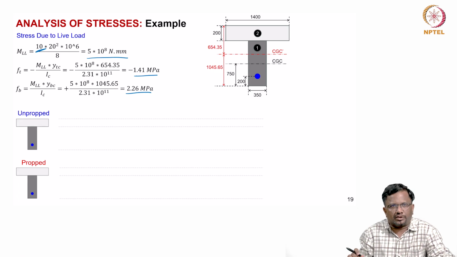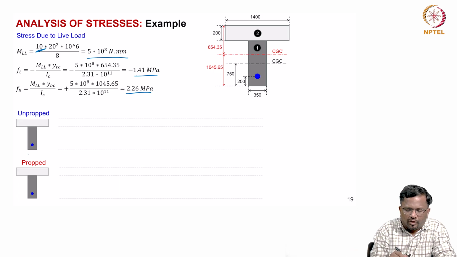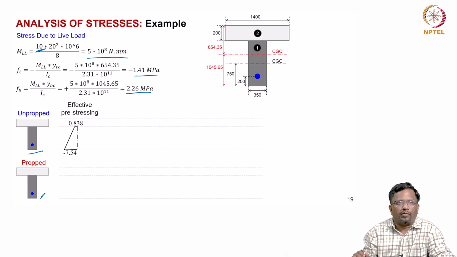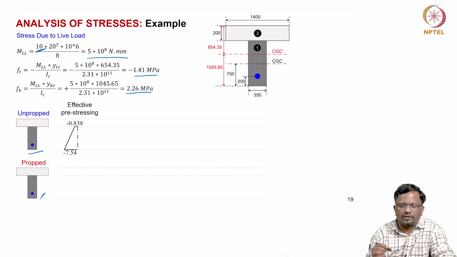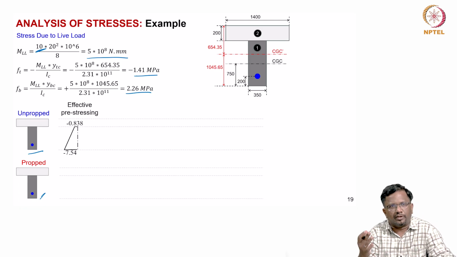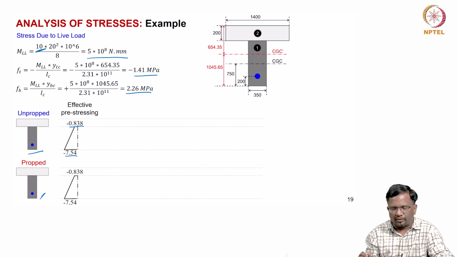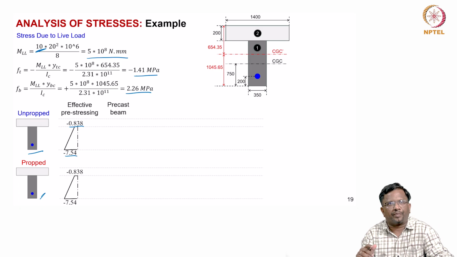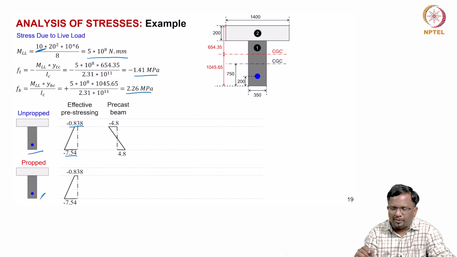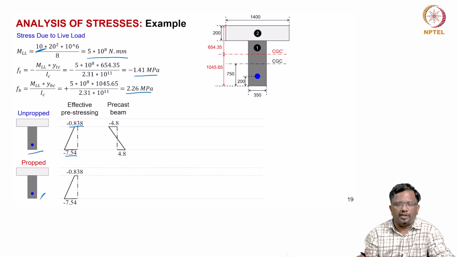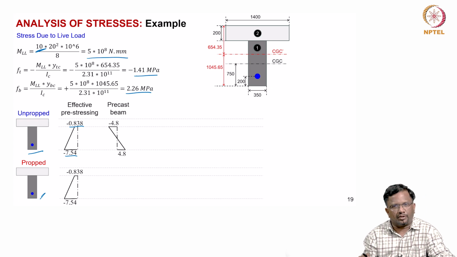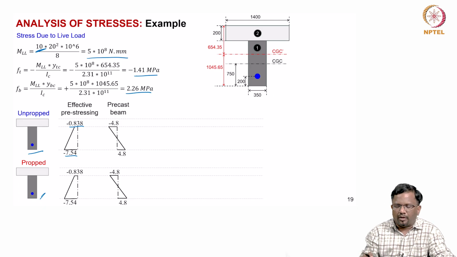Look at now what are the stresses that you have for both unpropped and propped conditions. Now, let us look at the first, when you transfer the pre-stress. It does not matter whether it is propped or unpropped, the stresses will remain the same, minus 0.838 and minus 7.54, both of them will be the same. While for precast beam weight, again there will not be any change, 4.8 compression at the top and 4.8 tension at the bottom, and I get 4.8 and 4.8 for the propped condition as well.